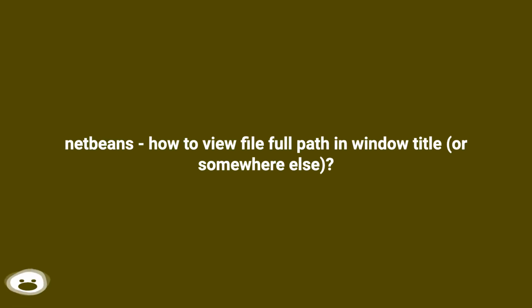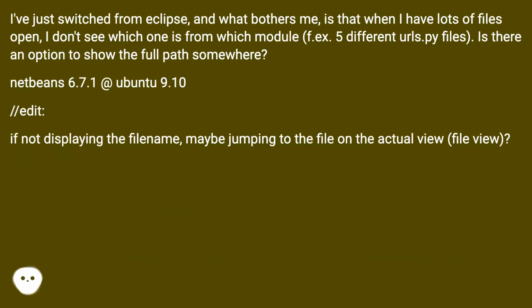NetBeans, how to view file full path in window title, or somewhere else. I've just switched from Eclipse, and what bothers me is that when I have lots of files open, I don't see which one is from which module, for example 5 different urls.py files. Is there an option to show the full path somewhere? NetBeans 6.7.1 at Ubuntu 9.10.